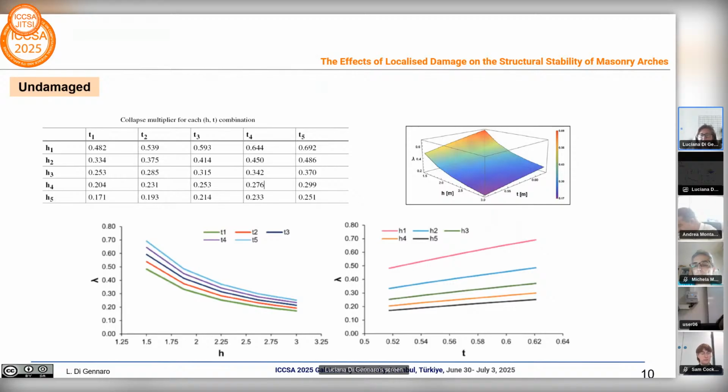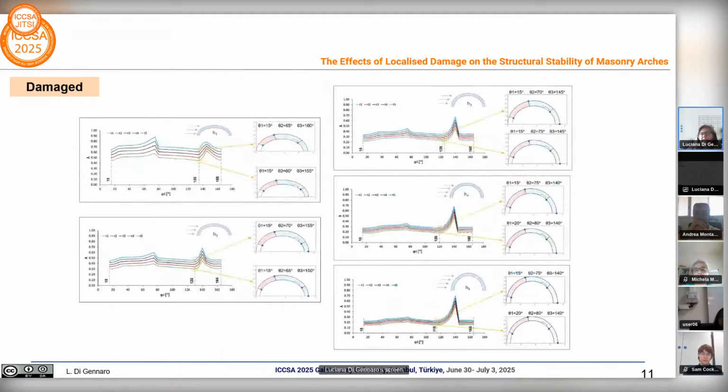The slope of the linear relationship with lambda increases as H decreases, indicating that the structural capacity becomes progressively more sensitive to thickness variation in more depressed arches. And this suggests that for a low-rise configuration, even a small reduction in T can lead to significant losses in load-bearing capacity. And in this slide, you can see the results of the damaged condition.